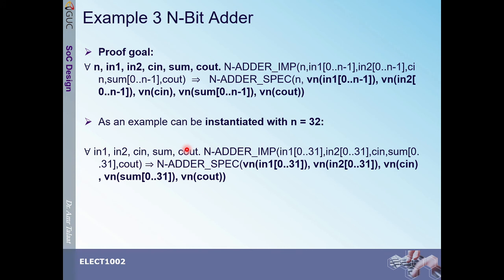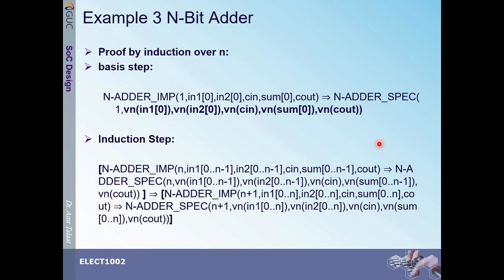Using this, I will have to write my simple proof goal. This is my proof goal. For all n, in1, in2, Cin, sum, and Cout, the n adder implementation with inputs in1, in2, Cin and outputs sum, Cout implies the n adder specification, which is n with vn of in1, which is a conversion of this bit vector to a natural number, vn of in2, vn of Cin, vn of sum, and vn of Cout. If I instantiate n as 32, I'll just convert every n here to 32, from 0 to 31. But if I want to work with a general n, it's possible because it's an induction.